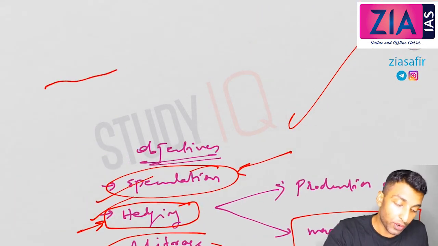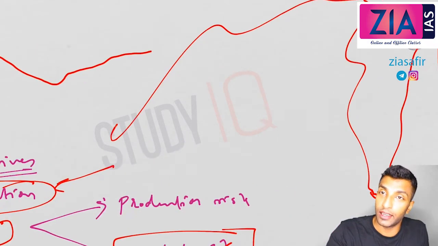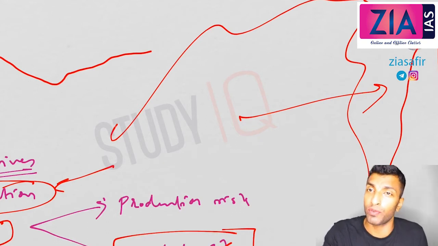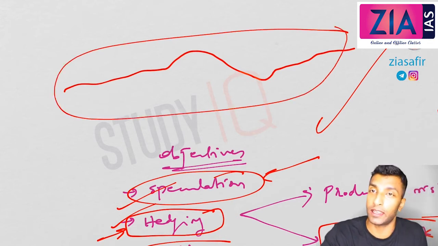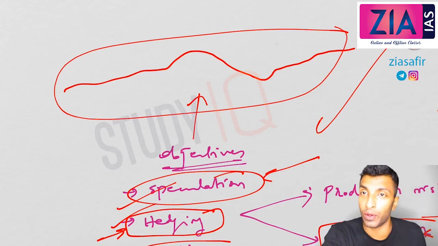It should be somewhat like this, smooth. It should never go like this. This is too much fluctuation. Why will this happen? Because you are so uncertain about what is going to happen. If you are certain about what is going to happen, this is the case. So this situation can be maintained if you are allowing the futures, and that's why futures are there.